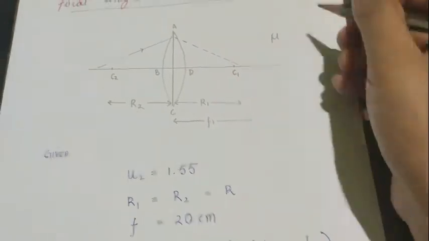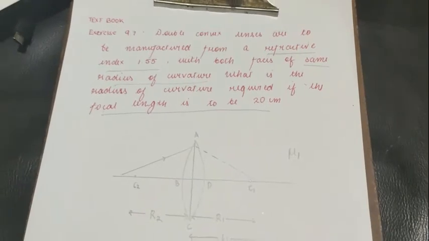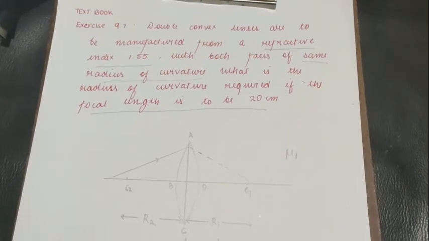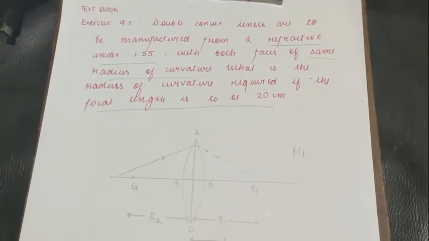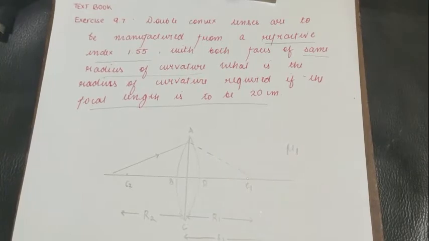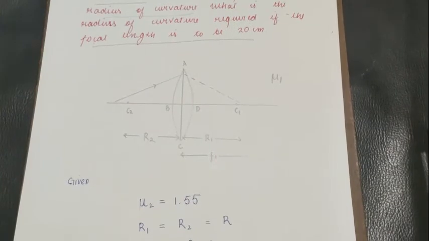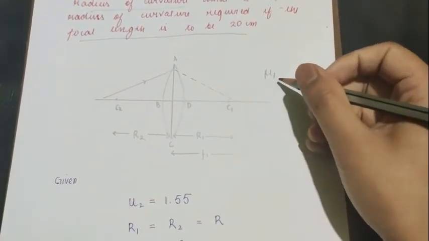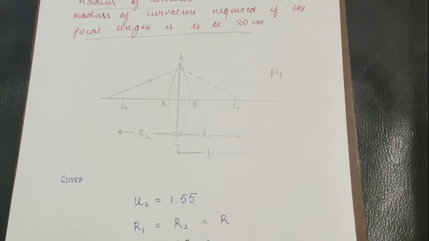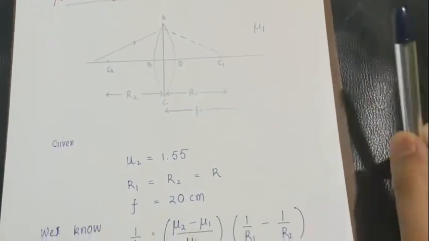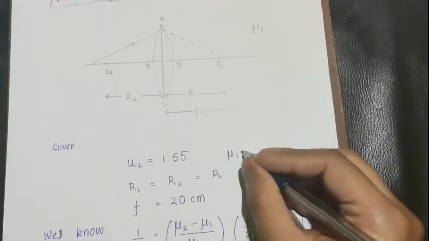Now I have already told you in your previous question, or what you can do is read the question again. You can pause the video here and read the question. If you have read the question, fine. Have they mentioned anything about mu1? No. So if such a case appears where they have not given the value of mu1, you can assume that the surrounding medium is made of air. If the surrounding medium is air, then what will be the refractive index of air? It is 1.